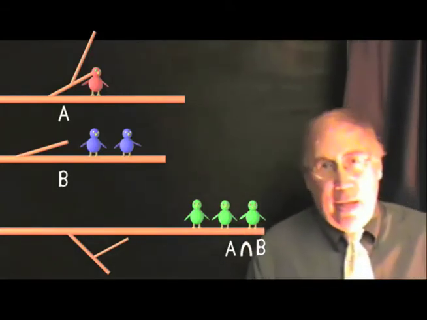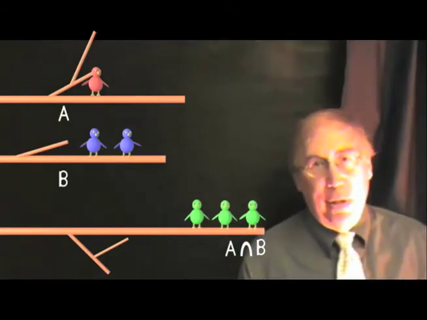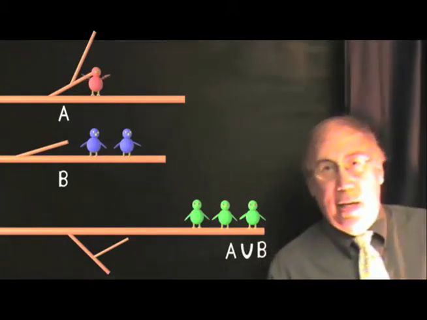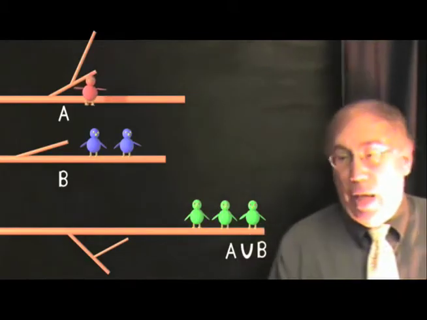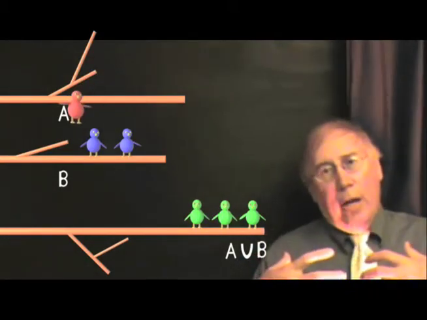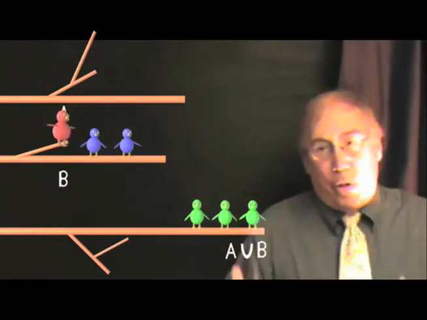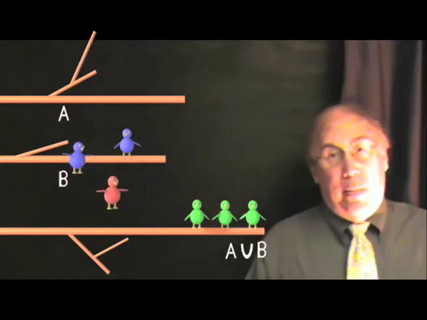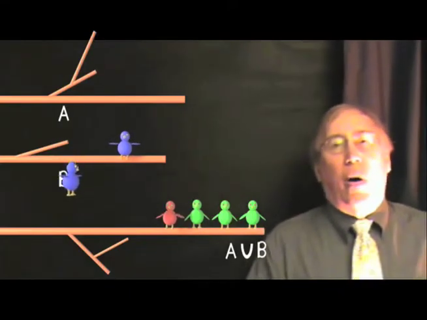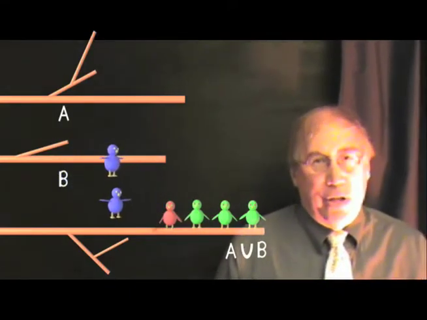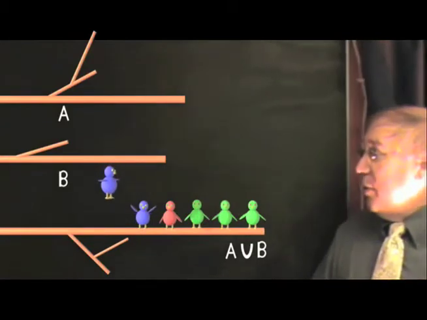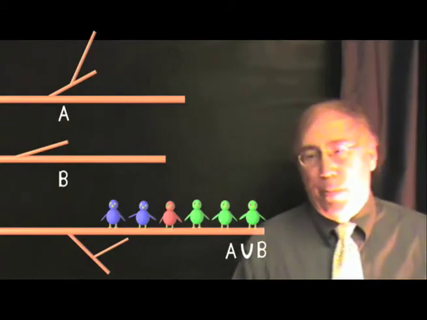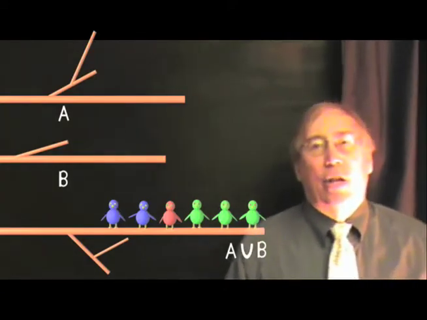Now, here comes our next symbol. It's called union, represented by a U. Okay, now it's asking, what are all the birds that are on branch A or branch B? That represents all the birds from all the branches. And see, they're all fluttering down here, and so they're all resting on our bottom branch. This is A union B.